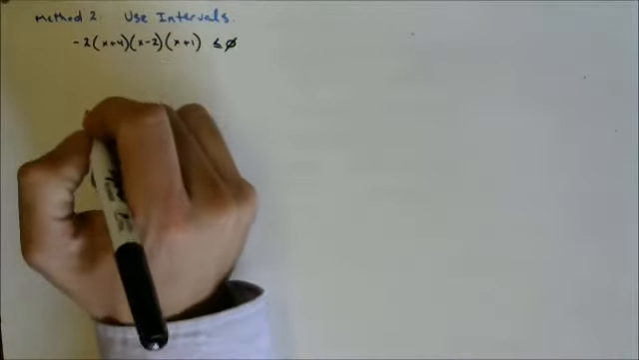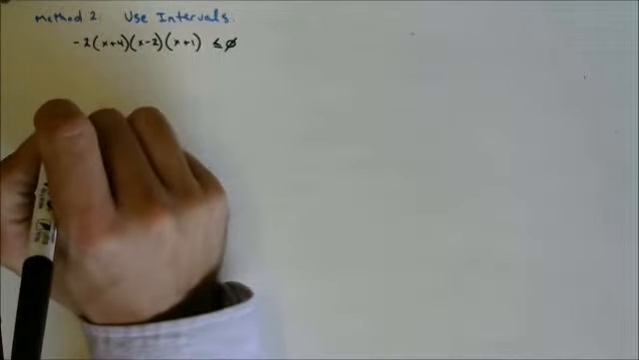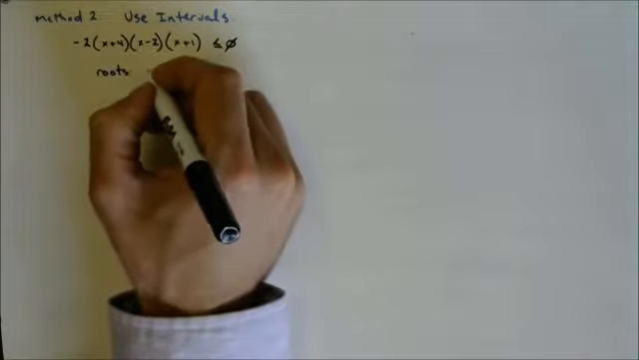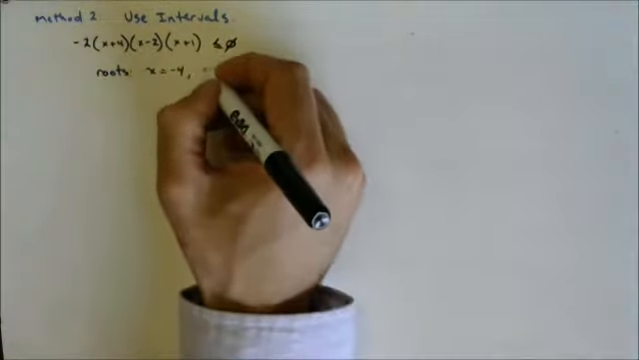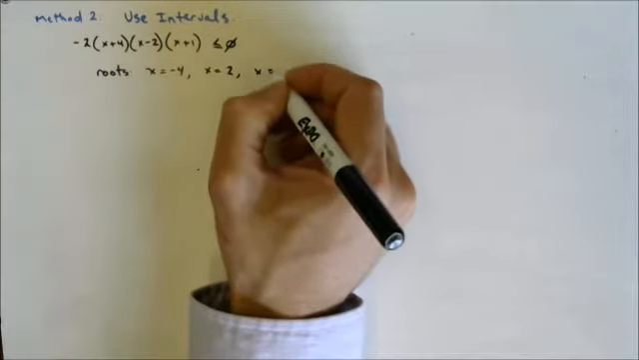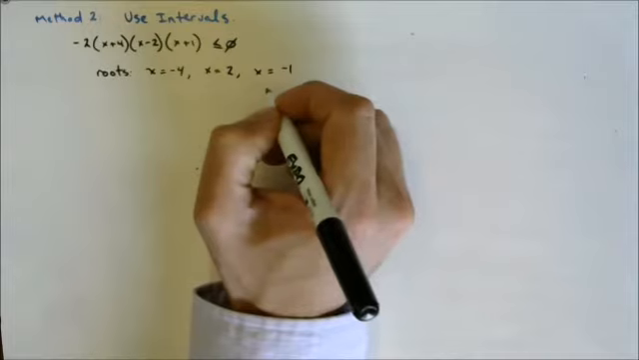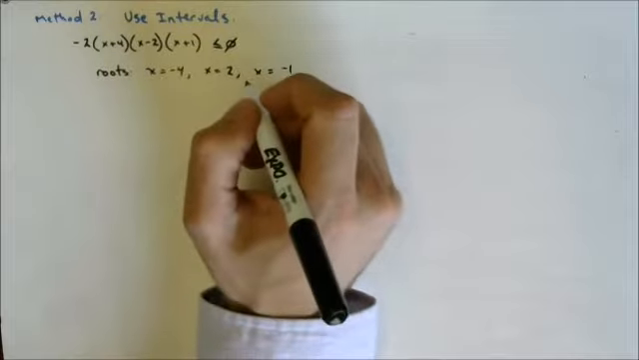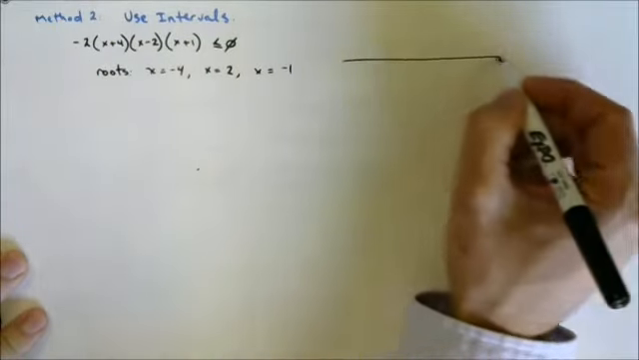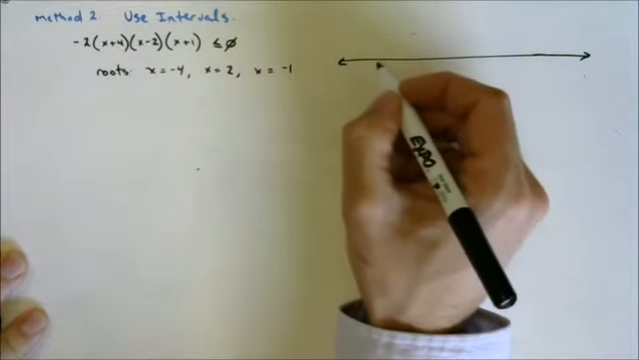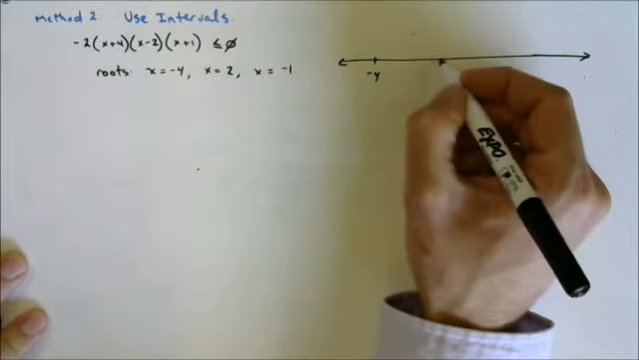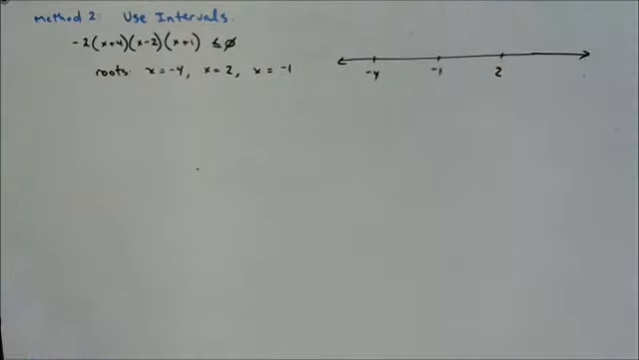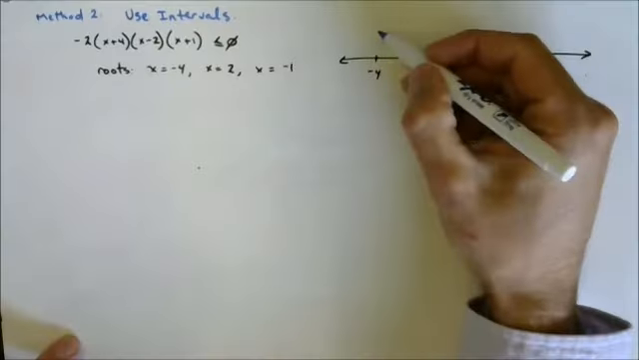And we found out that the roots of the corresponding equation are x equals -4, x equals 2, and x equals -1. And so doing that, we can break the number line into different sections. Now, I'm going to draw the number line just over here so that we can see we've got -4, -1, and 2. And so you can clearly see the sections that we have.